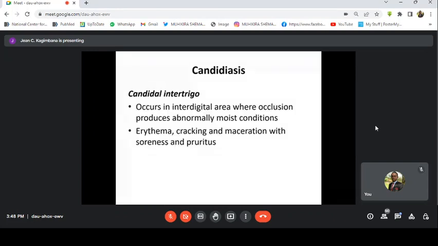We may have again intertriginous Candida in the web spaces, in interdigital areas. Of course, erythema, cracking or fissures and maceration with soreness and pruritus. And this always follows in people who repeatedly soak their hands in water, in cleaners, for example. It's common.